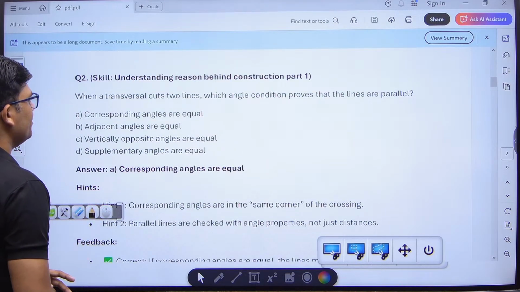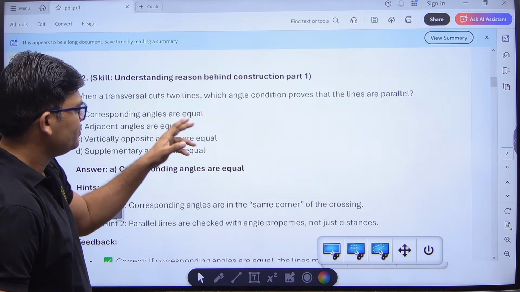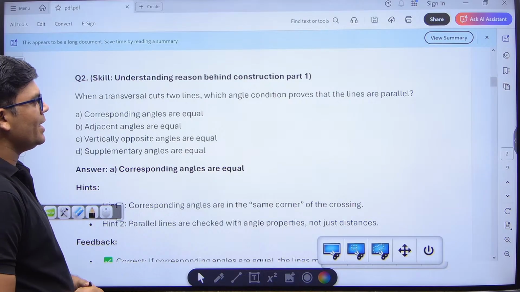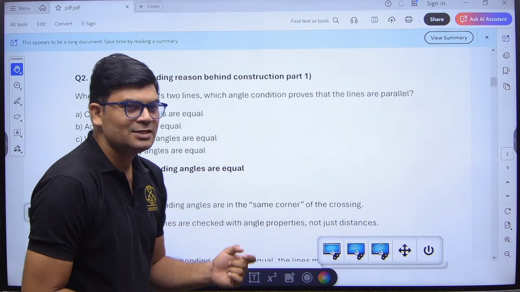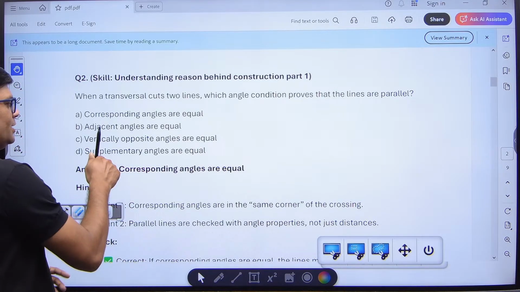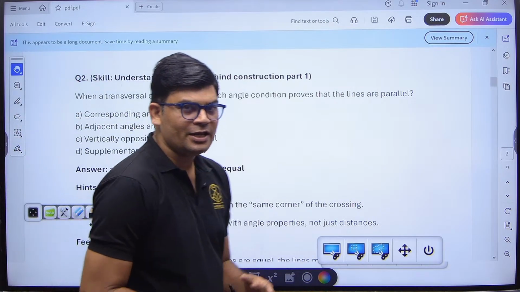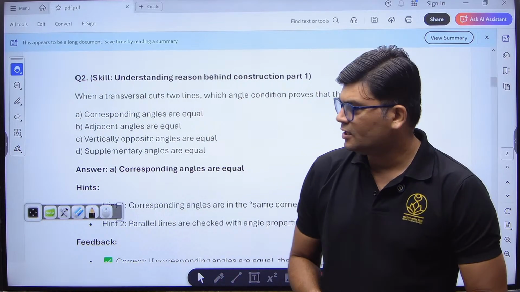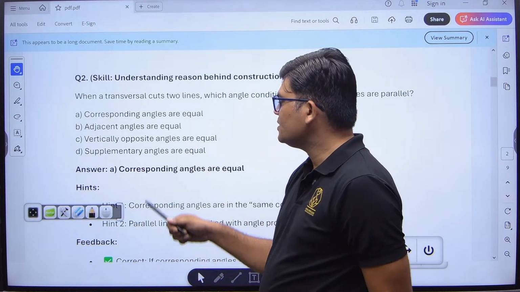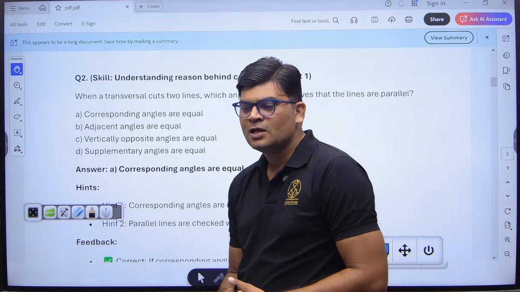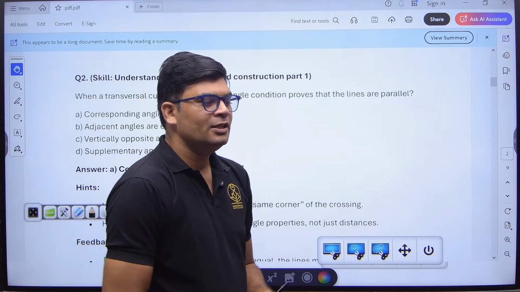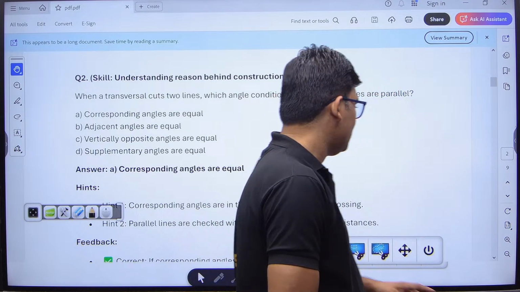Now coming to the second part of the question, understanding the reason behind construction, part 1. So when a transversal cuts two lines, which angle condition proves that the lines are parallel? So we can say corresponding angles are equal. Yes. Adjacent angles are equal? No. Adjacent angles are equal means they are 90 degrees. They don't prove that the lines are parallel. Vertically opposite angles are always equal, and supplementary angles are equal. That means if the two angles are supplementary, they are equal, they are 90 degrees. It doesn't say that the lines are parallel.